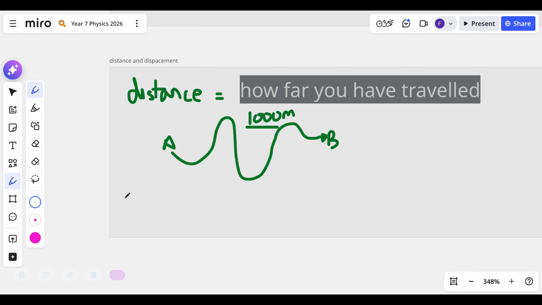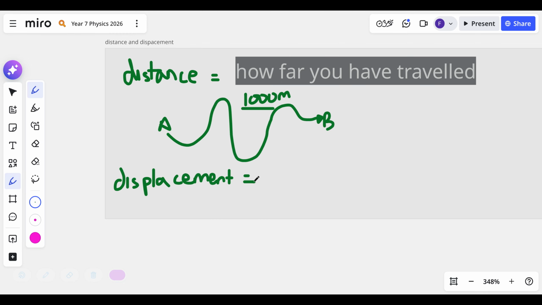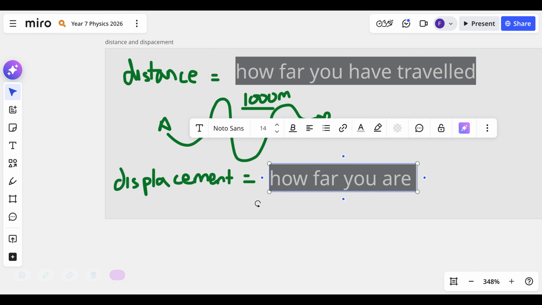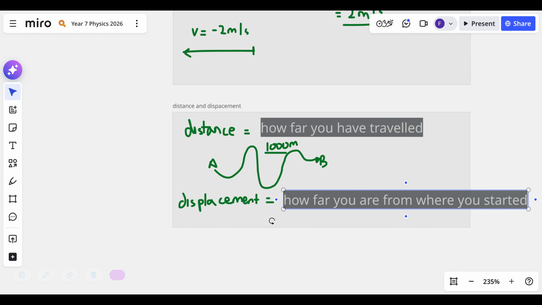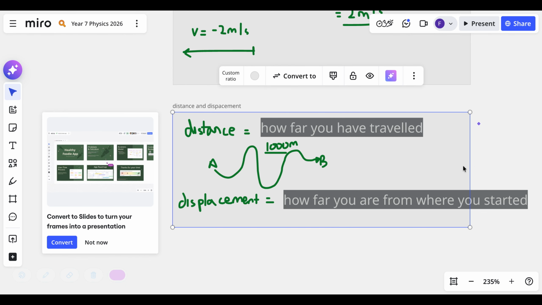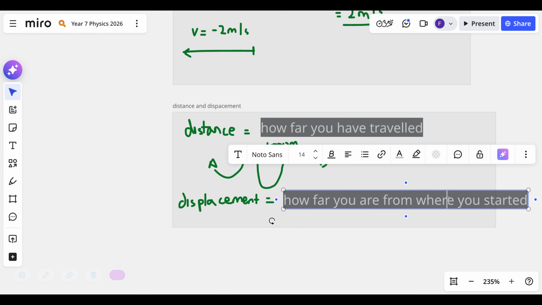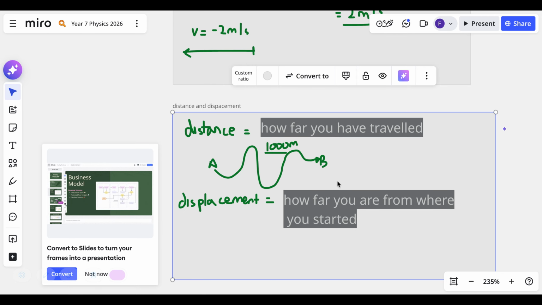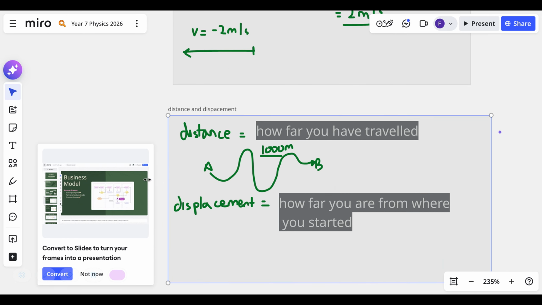So what's the difference between distance and displacement? Displacement is how far you are from where you started. That's a nice way to look at it. It's how far you are from where you started. So how does that relate to this really interesting diagram that I drew?